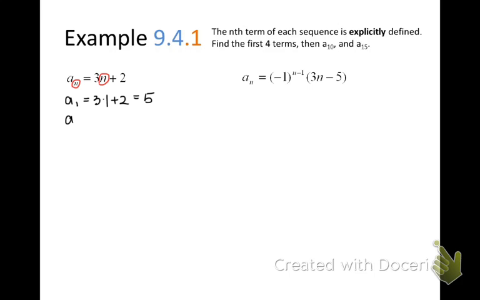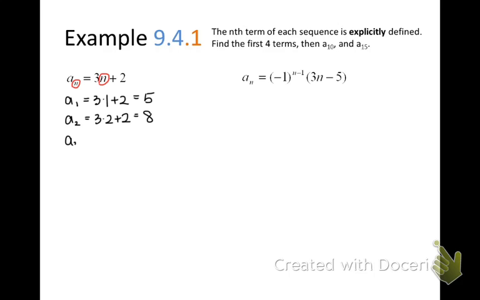For a sub 2, what am I going to plug in? What is it going to look like? Come on, guys. This is not that hard. That's 3 times 2 plus 2, and that equals 8.